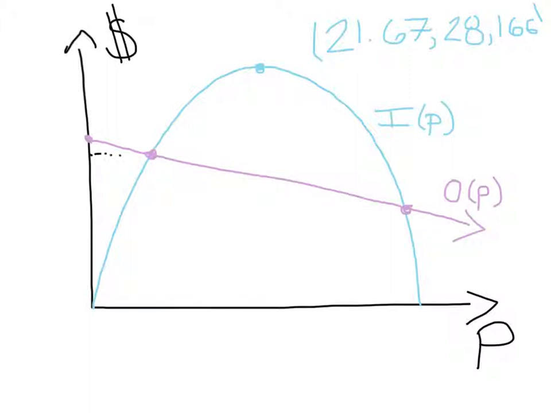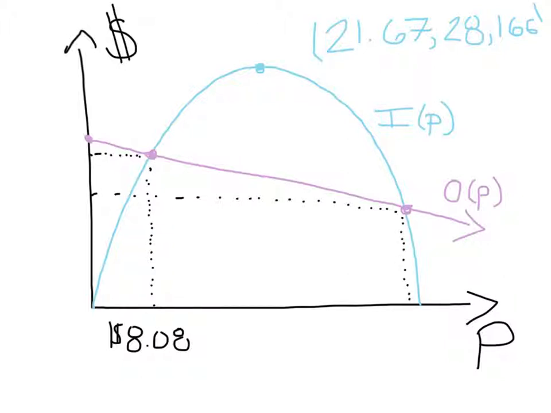So at this point, the first one, operating costs were the same, or excuse me, was the same as our income. And we found that that point was when we charged $8 and I believe 8 cents per ticket. And then we had this other situation where operating cost and income were equal to each other. And that was the situation where we charged $36.08 per ticket.